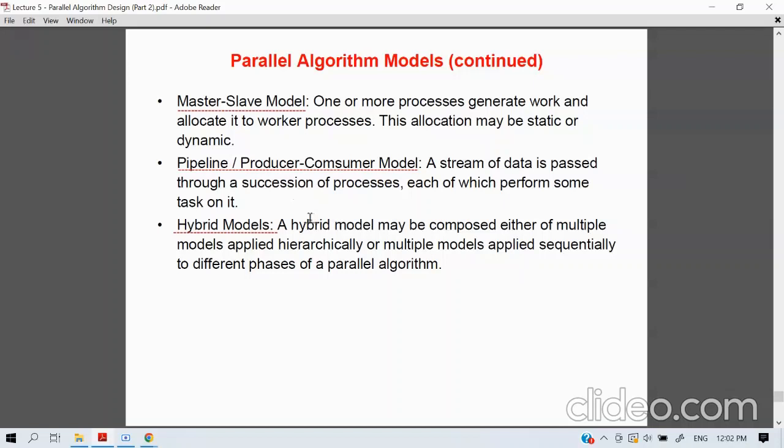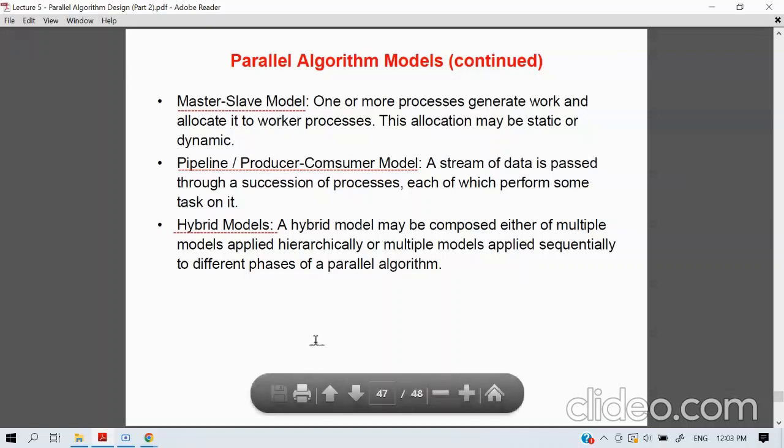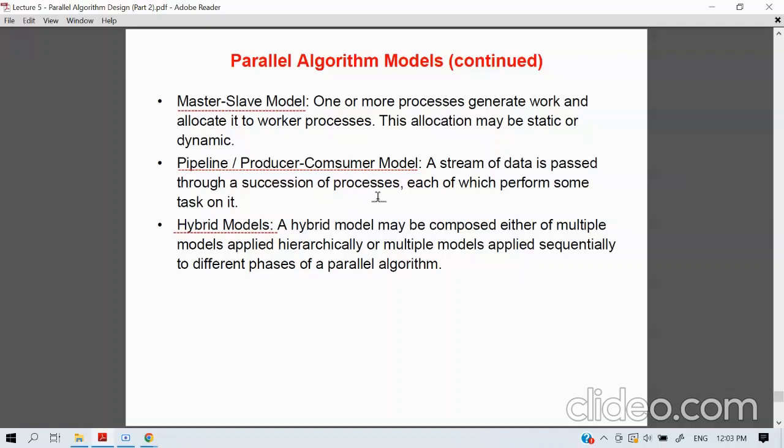Okay, and then another model is called hybrid models. So you can combine more than one model. You can compose either multiple models applied hierarchically or multiple models applied sequentially to different phases. Means you have different phases, many levels of concurrency or parallel computing. So you can implement the hybrid model. You do not need to fix and choose one model only. So you can hybrid it at certain levels or for certain problems that you need to solve.